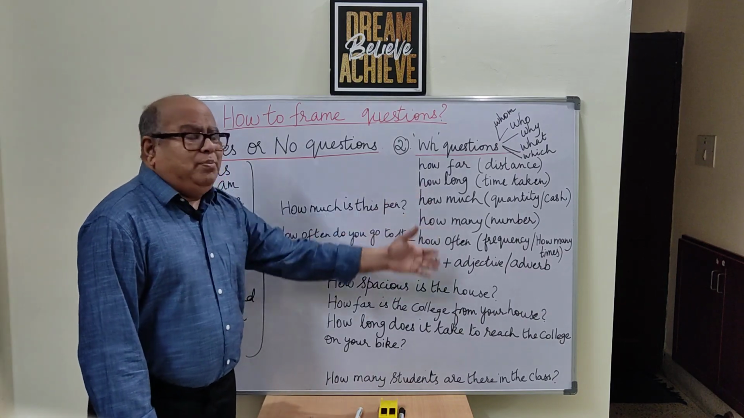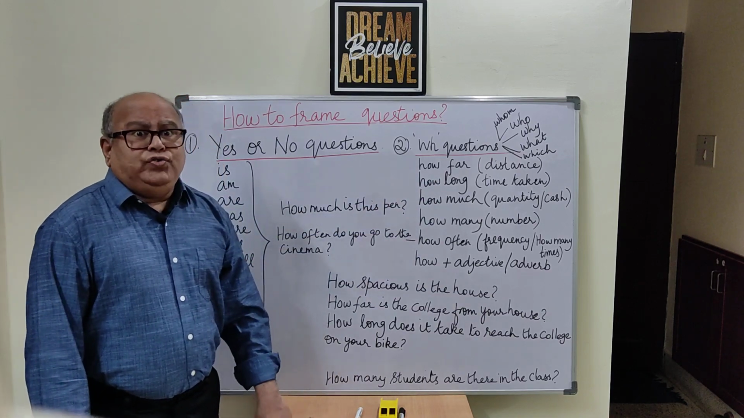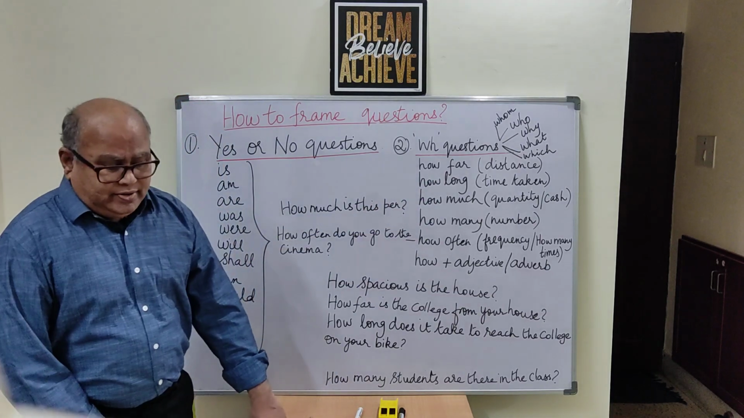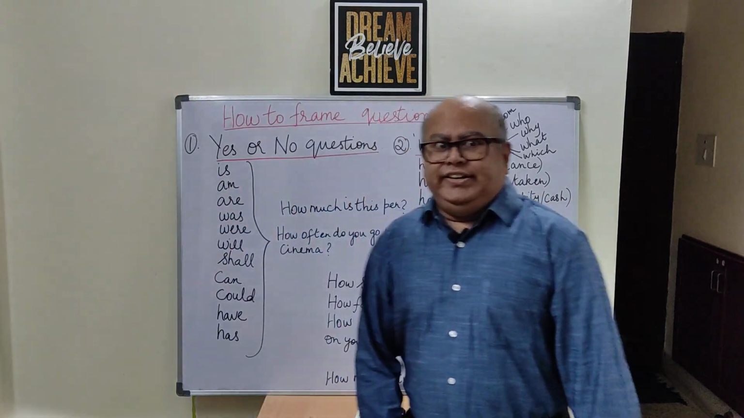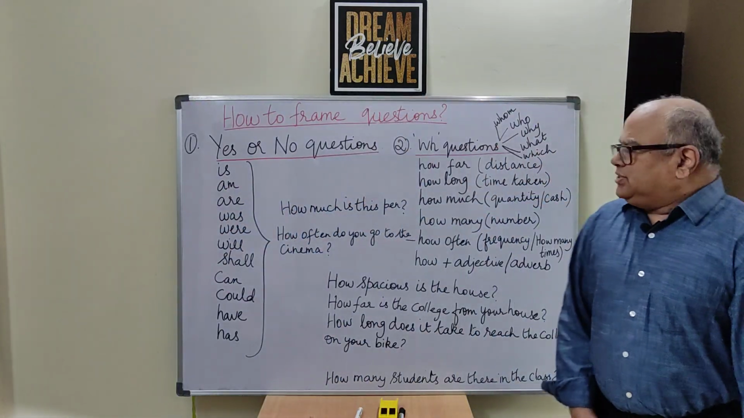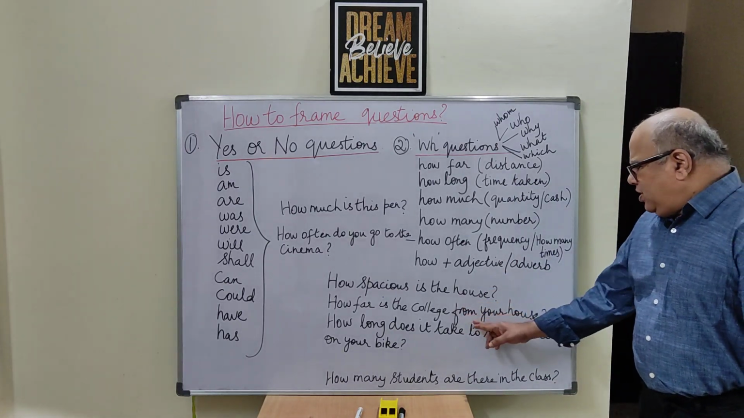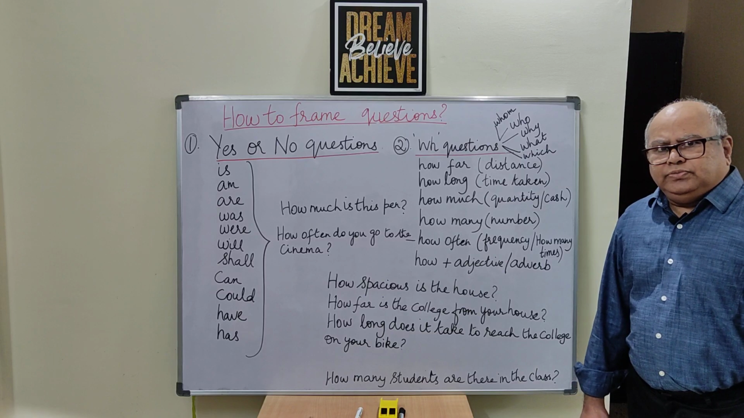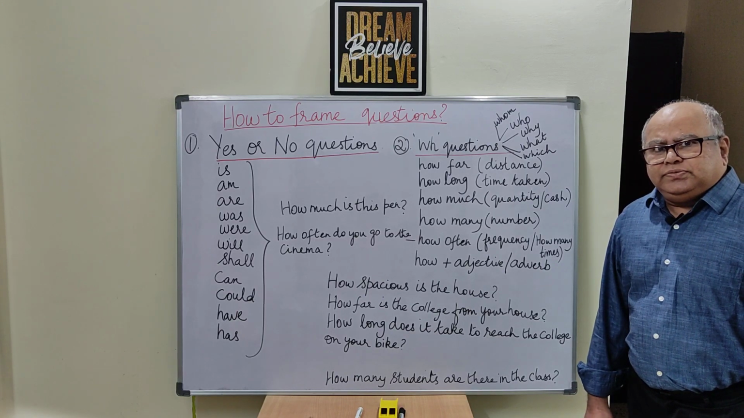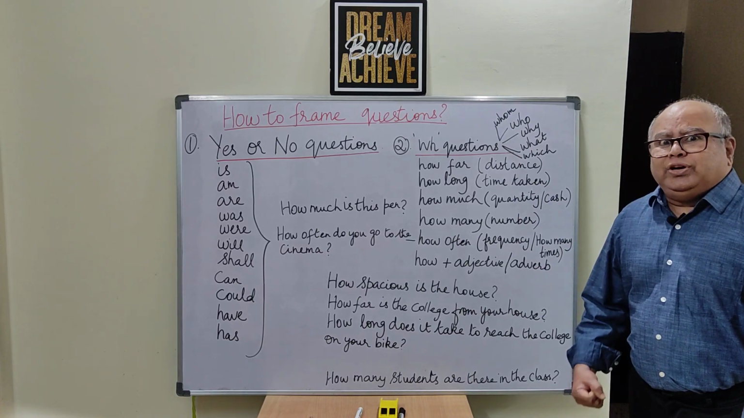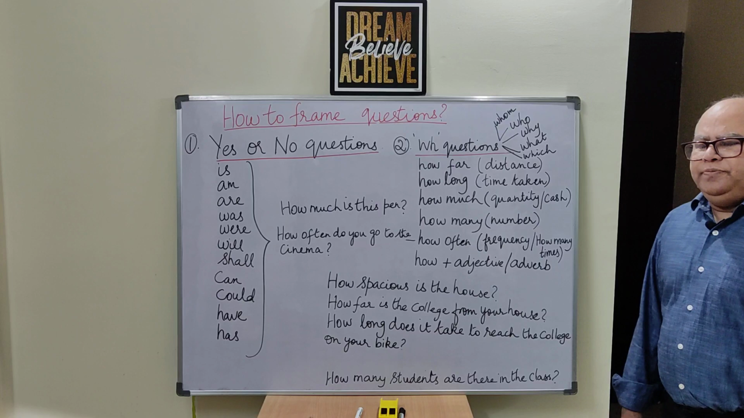And now what is more important is, look at this. How far, F-A-R. How far. It is the distance. It denotes distance. How far is the house? How far is the college from your house? Distance. 3 kilometers? 4 kilometers? How do you go to your college?